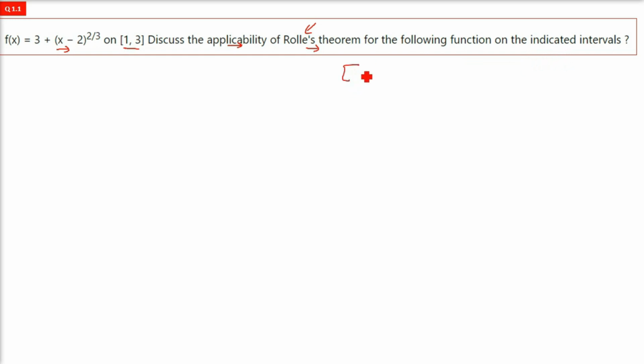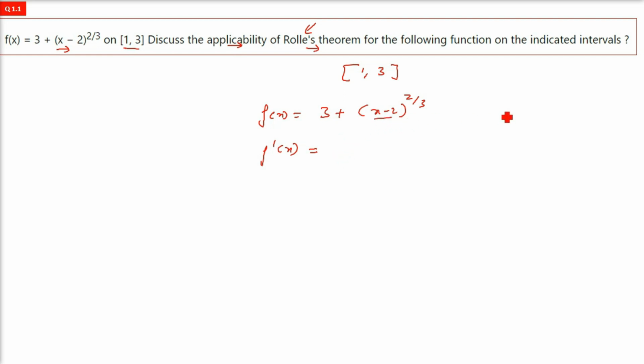What is the interval? 1, 3. That is, it will start with 1 and end with 3. So we have a function f(x) = 3 + (x - 2)^(2/3). Now there are certain facts. First, it has to be continuous and differentiable, and f(a) equal to f(b), then we can check it.